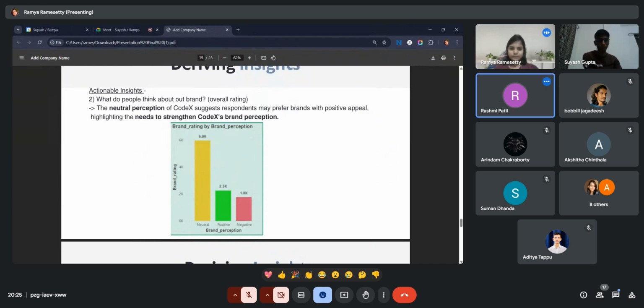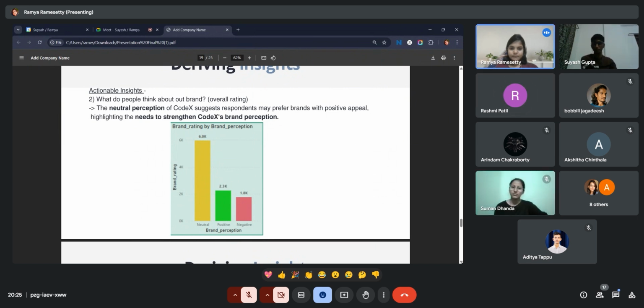Neutral is the highest. And when you see the difference between positive and negative, of course 2.3K is a good number, but 1.8K is also negative. So there's not much difference between positive and negative, and most of the people are saying it is neutral. So why is our brand being perceived as either neutral or negative, that 1.8K? How can we bring it to positive? Is there a way we can do that?